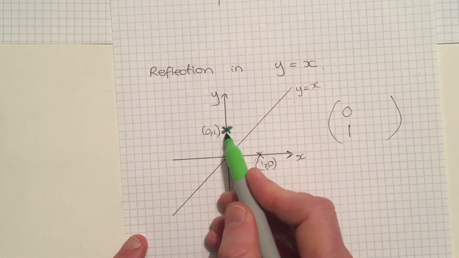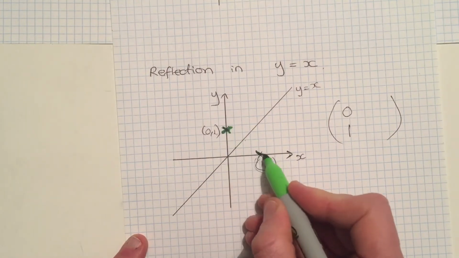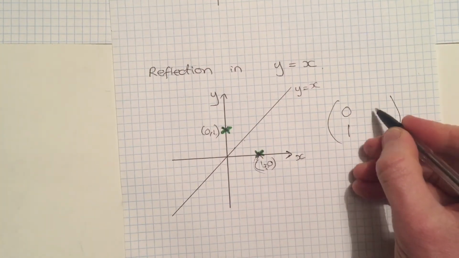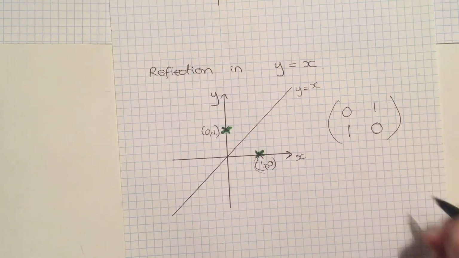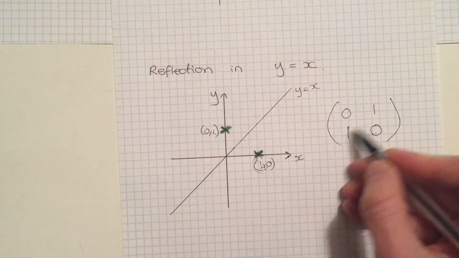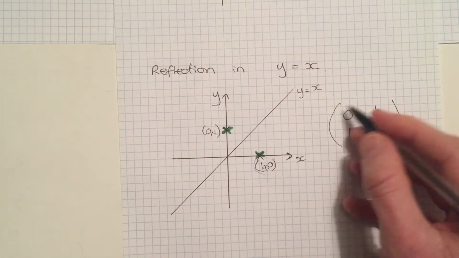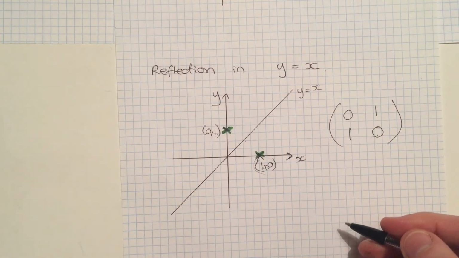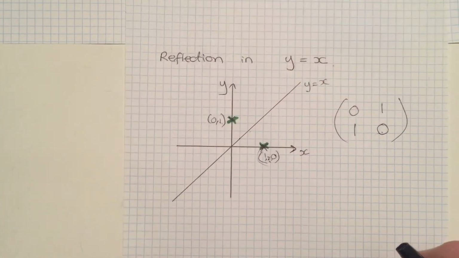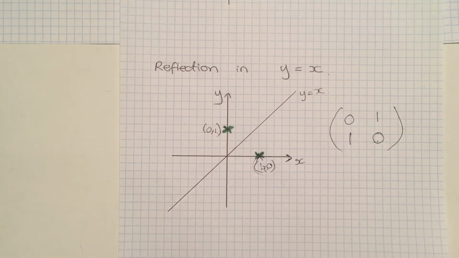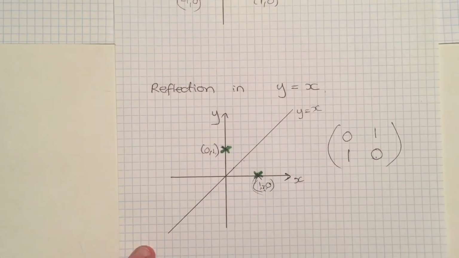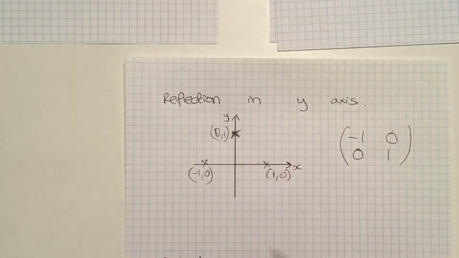What happens to this point 0, 1? Well, that gets reflected to be here, 1, 0. So therefore, 1 is my B and 0 is my D, because 1 is the x coordinate of the image here, and 0 is the y coordinate. So this matrix here represents the reflection in the line y equals x. So that's how we can work out reflections. Pretty simple, just draw a little diagram and figure out what happens to these two coordinates in each case.